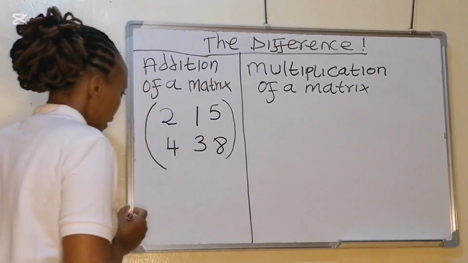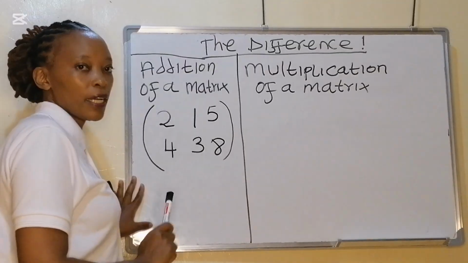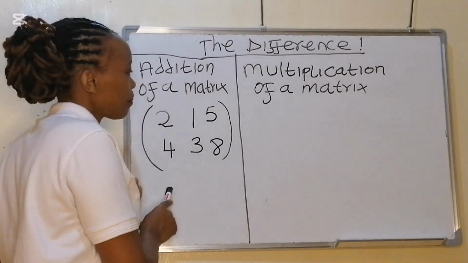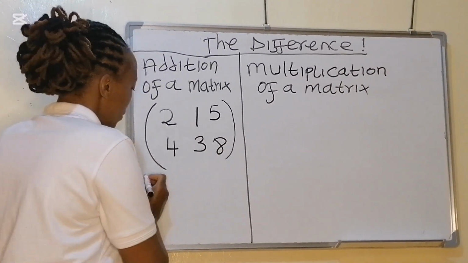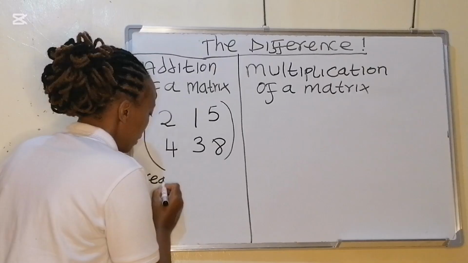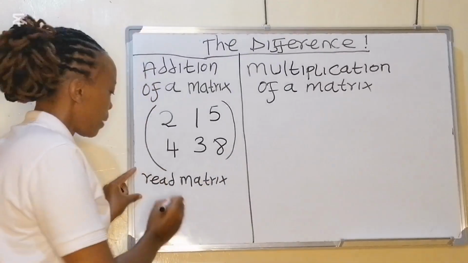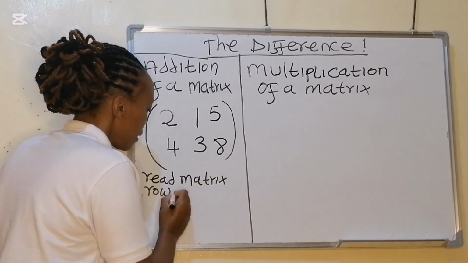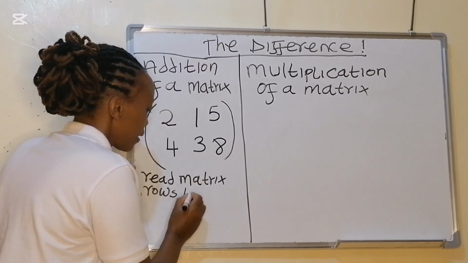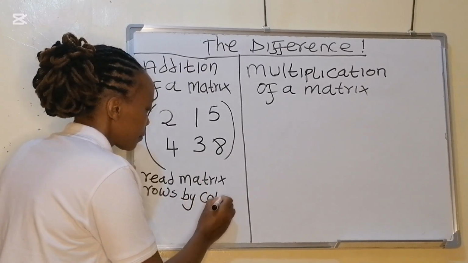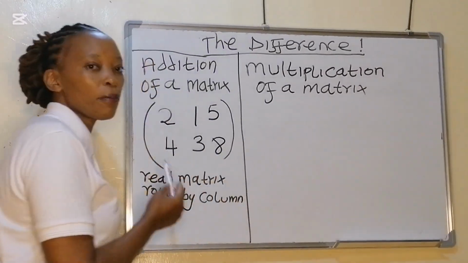Okay, we have a matrix here: 2, 1, 5, 4, 3, 8. What is the name of this matrix? I want to help you read a matrix. When you read a matrix, you use rows by column. Row by column. That's how you read a matrix. What is the name of this matrix?